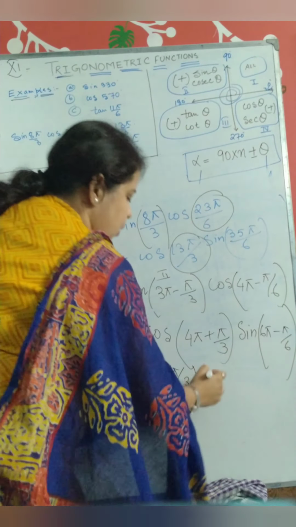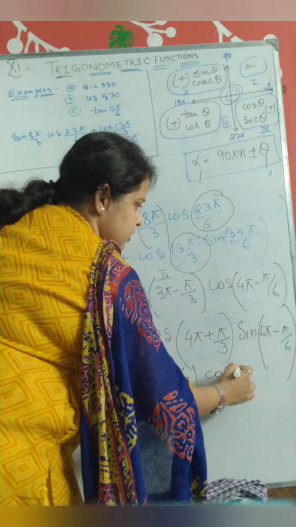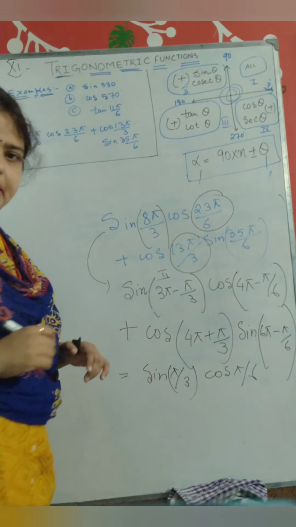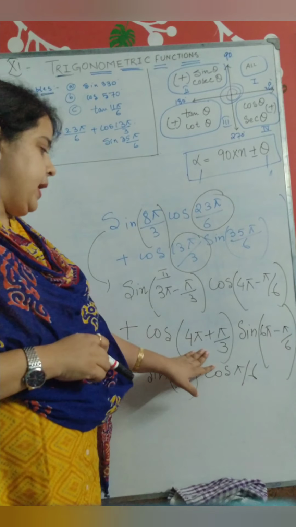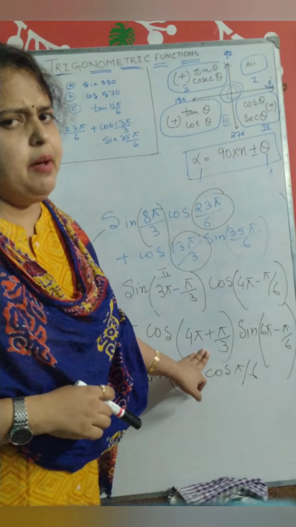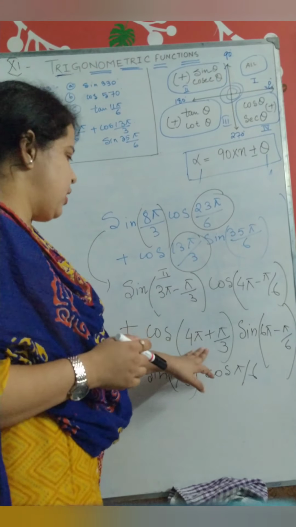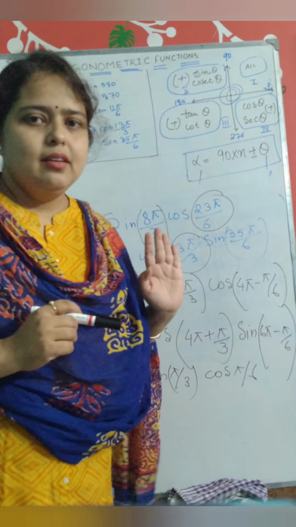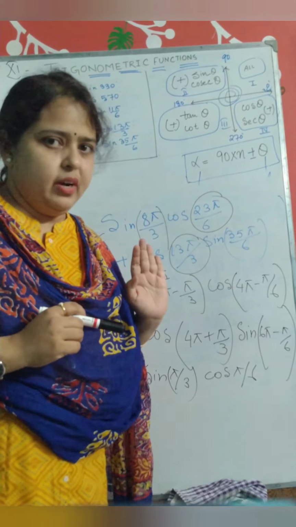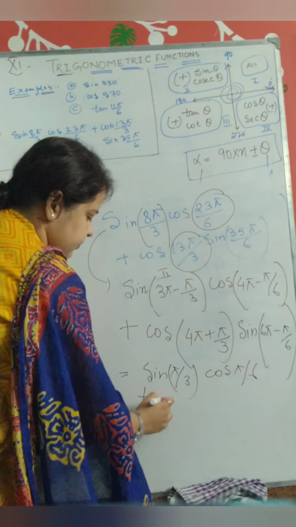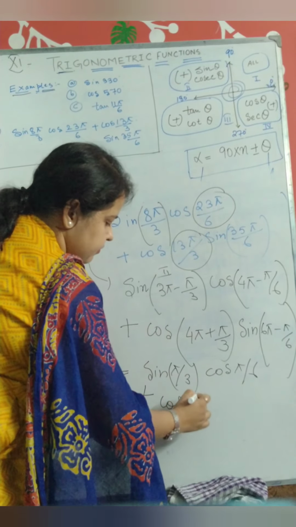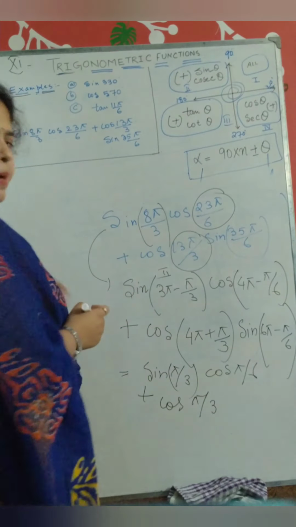Fine. So cos pi by 6. Fine. Cos 4 pi plus pi by 3. Not a happy one? Yes, it is again a happy one. So I am going to the all-positive quadrant, that is the first quadrant. It is again cos pi by 3.